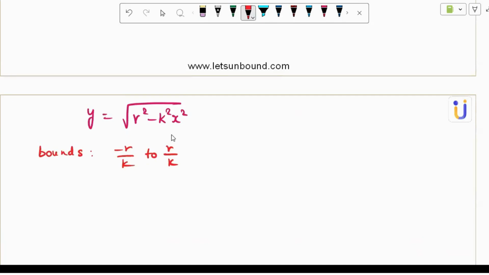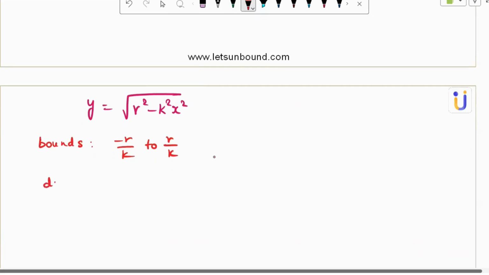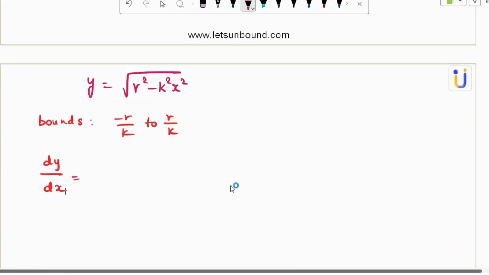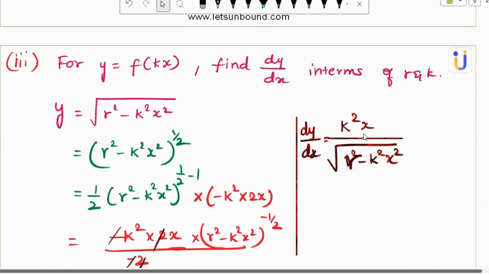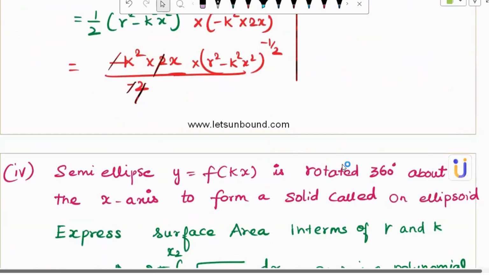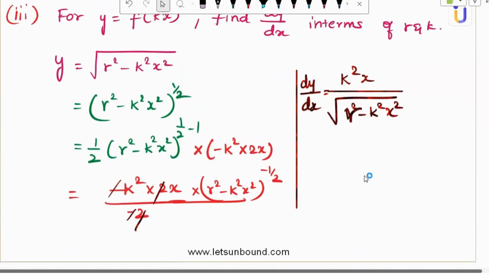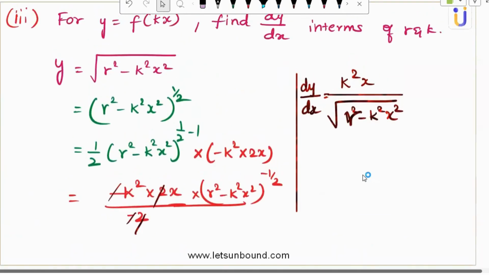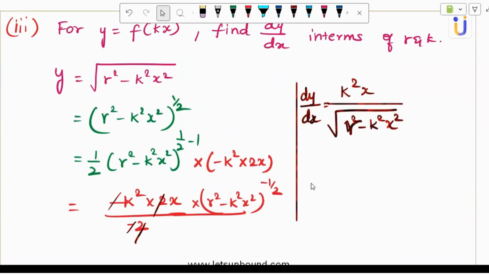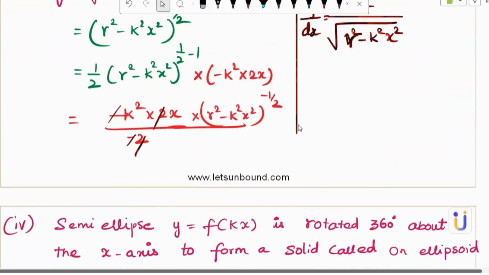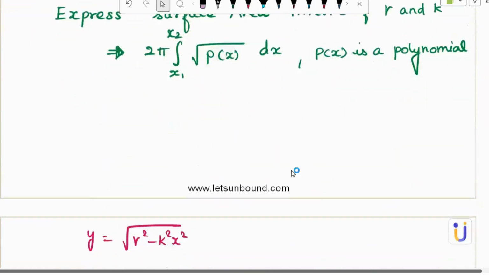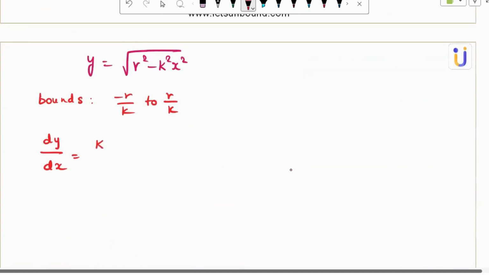Right? And next part is, that's it. We can start to differentiate and we want dy by dx also. So dy by dx, we just now got it, right? K square x by this. This one we can copy, k square x by square root of r square minus k square x square.